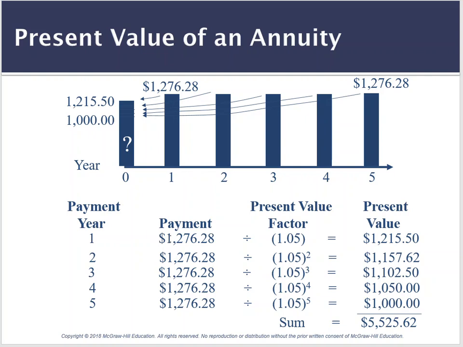Now here you've got the amount divided by 1.05, which is nothing but the present value. Present value is equal to future value of 1276 divided by 1 plus I to the first power. Here, 1276 in year 2 divided by 1.05 to the second power, because we're in year 2 now. In year 3, exponent is 3, and so forth. When you add up those 5 values, you get a value of 5525.